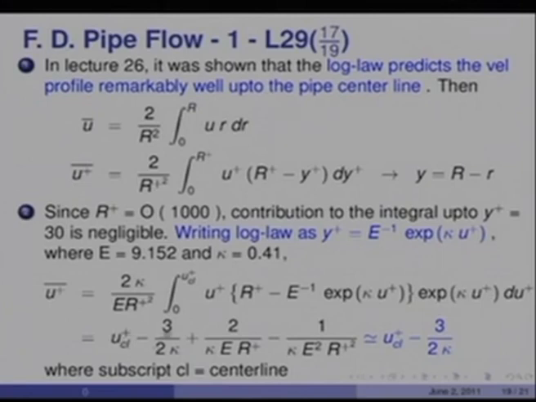which is equal to u plus at the central line minus 3 by 2 kappa, which would be 3.66, plus 2 over a large quantity, because r plus is of the order of 1000 or so, E is of the order of 9.15, and even bigger quantity here. And therefore, for all practical purposes, I could drop both these terms, and I would get this approximately equal to the central line plus minus 3 by 2 kappa, and CL is the central line.